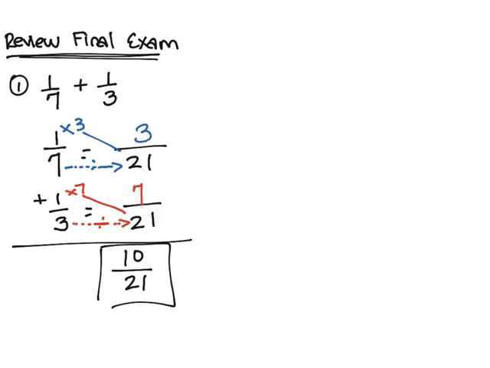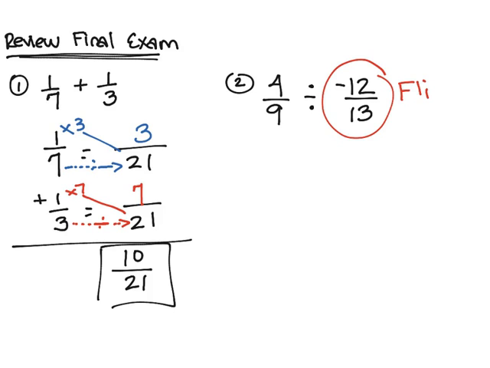Okay. Number 2. It says perform the operation, write the fractions in lowest terms. So we've got 4 over 9 divided by negative 12 over 13. So with division, you've got to remember to do what? Flip which one? The second one. Good. We've got to flip the second one.